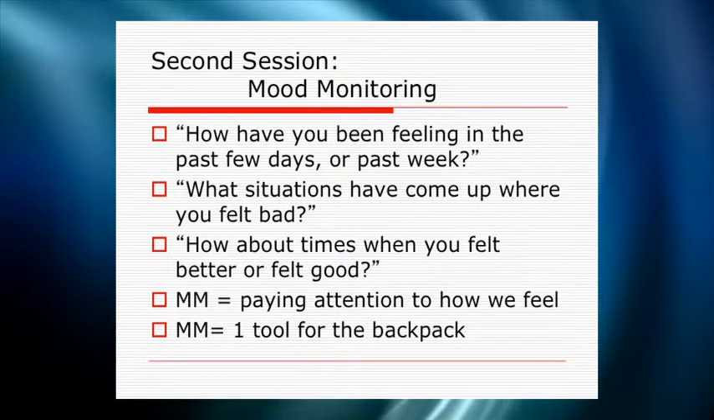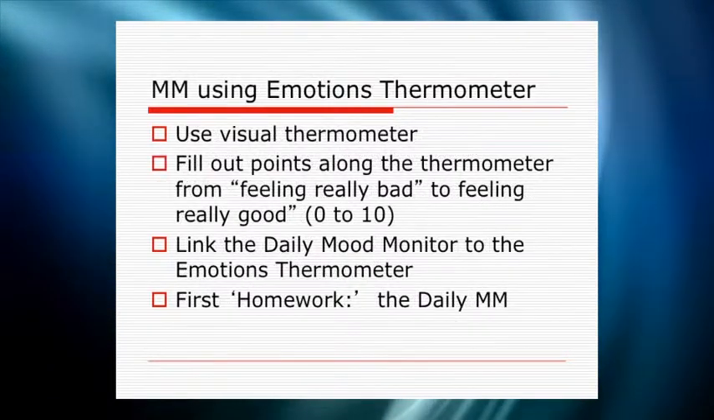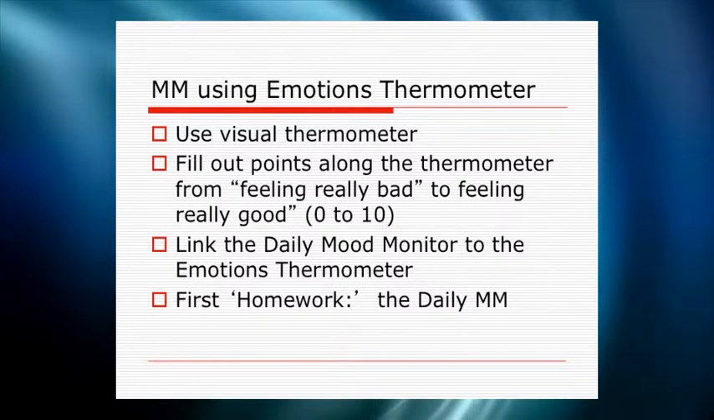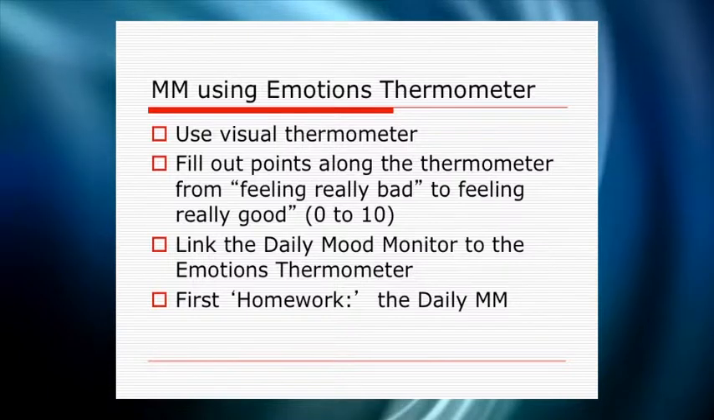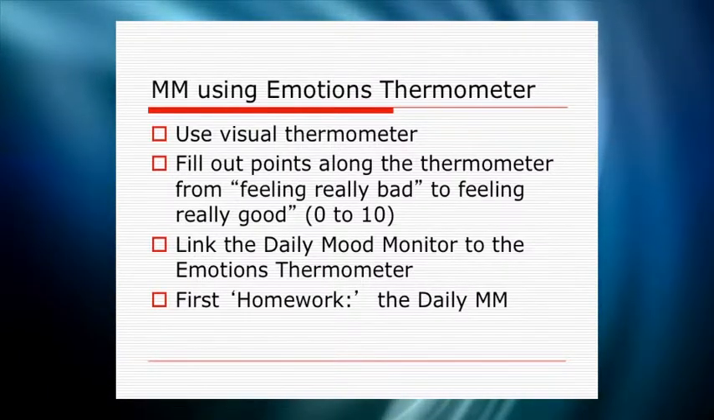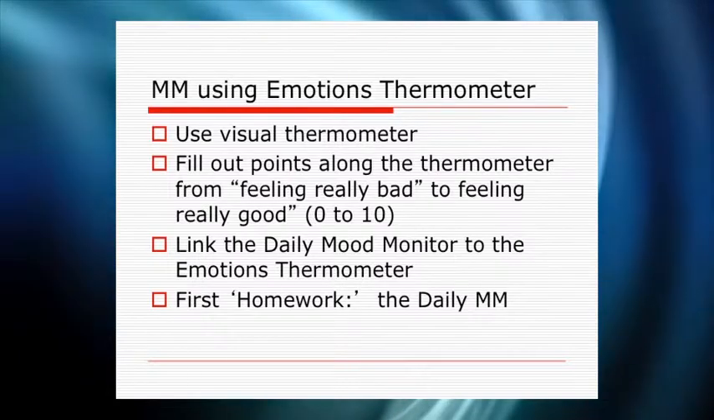So you fill this out with them during a session, and then this is what's called the visual thermometer, and you fill out points along the thermometer from 0 to 10. And then there's a second handout, which is in the handouts that I gave you, called Mood Monitor. It's just a daily calendar: Sunday, Monday, Tuesday, Wednesday, etc. And then it has morning, afternoon, and evening along the top of it, okay?